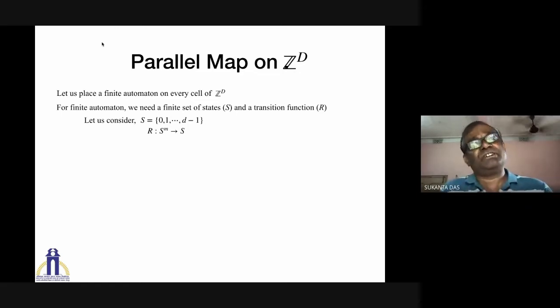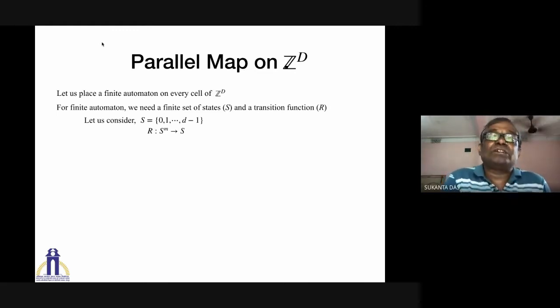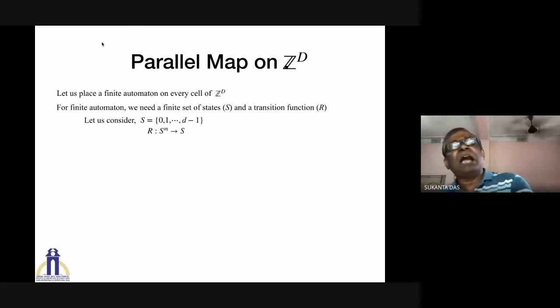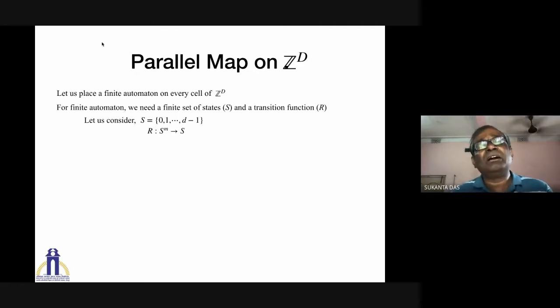So for any d I'm taking, note that it is not mandatory to take S as a set of integers. You can take anything. You can take characters, any string. When you talk about a finite automaton, we don't say what the states are. The point is, you need a finite set of states. That's all. So I have considered here that S is equal to 0, 1, up to d minus 1.